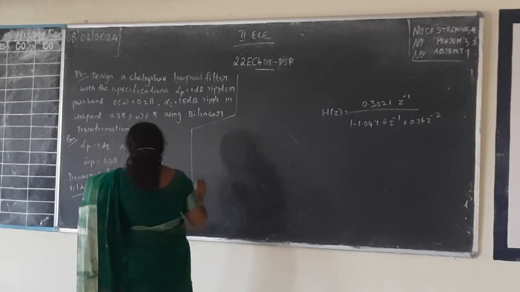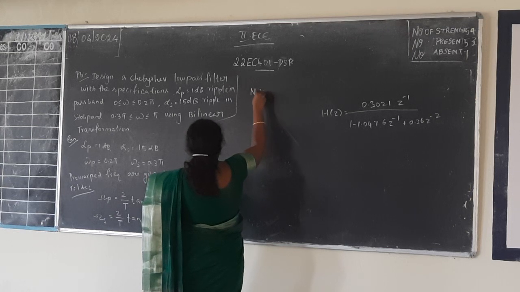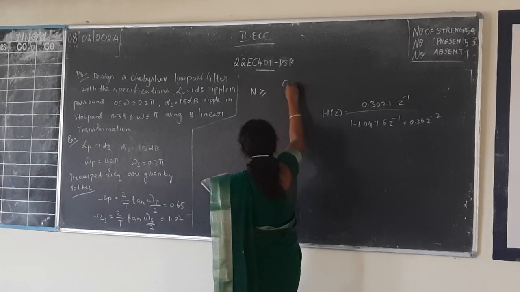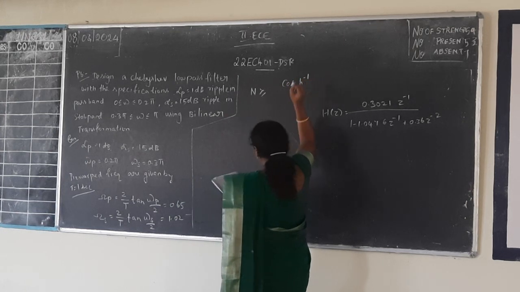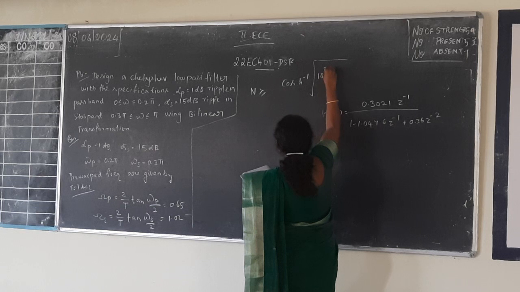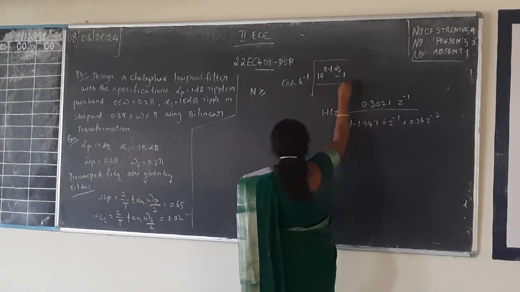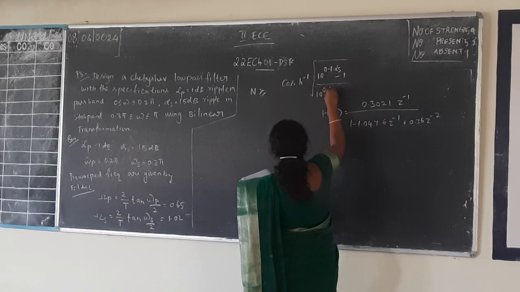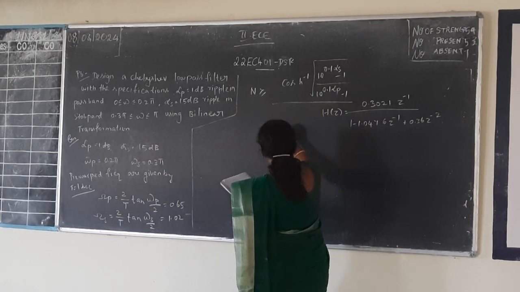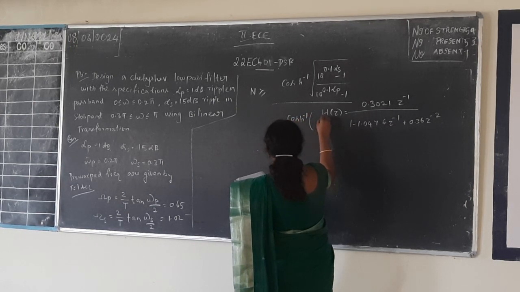Now we have to find out the n value. So what is the formula for n? N is greater than or equal to cosh inverse of root of (10 power 0.1 alpha suffix s minus 1) divided by (10 power 0.1 alpha suffix p minus 1), the whole divided by cosh inverse of omega s by omega p.